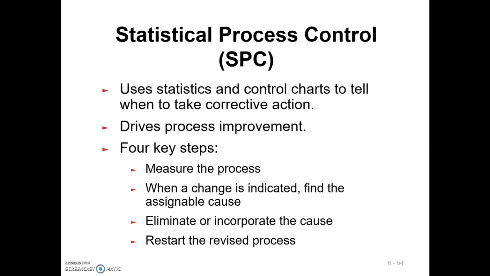Okay, so statistical process control uses statistics and control charts to tell when to take corrective action. So this can drive process improvements. We have 4 key steps: measuring the process; when a change is indicated, find the assignable cause; then eliminate or incorporate the cause; and restart the revised process.